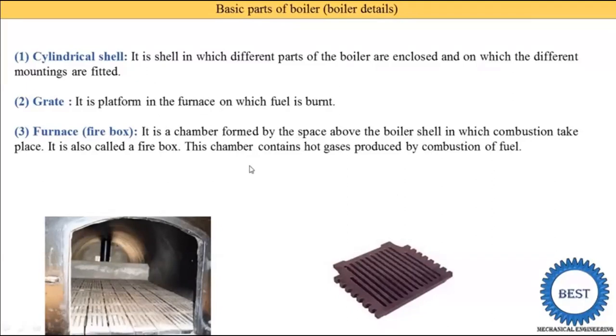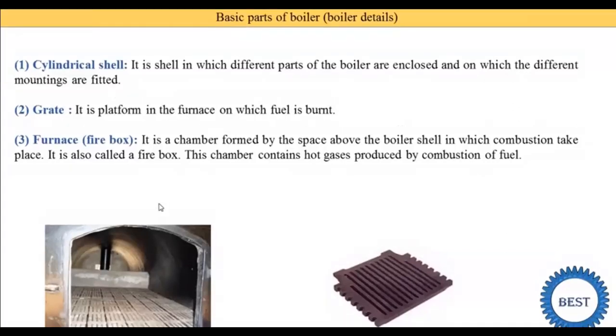This chamber contains the hot gases produced by combustion of the fuel. So inside the furnace, the hot gases are produced. Then they are supplied to the fire tubes as well as to the water tubes, depending on which type of boiler it is.